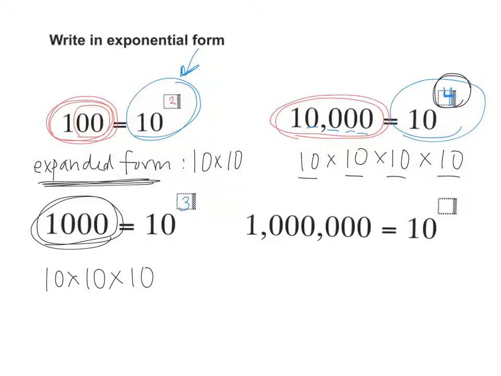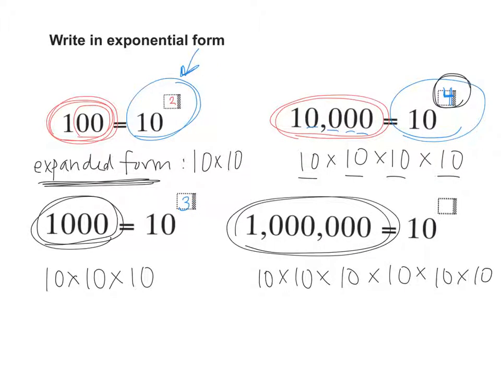Okay. Let's do it in the same order this time. My value is 1 million. Let's write out the expanded form. Everyone write it down in your notebook. Write down the expanded form. So if the expanded form of 1 million is 10 times 10 times 10 times 10 times 10 times 10, how many times did you have to multiply 10 to get to 1 million, everyone? 6. Therefore, the exponential form of 1 million is 10 to the power of 6.